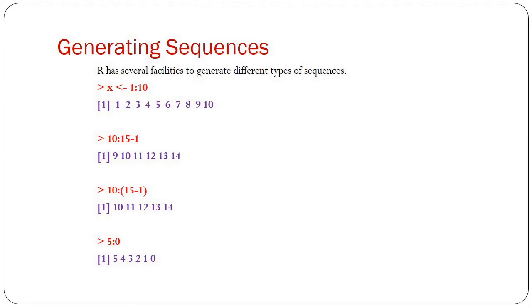In the next example, it's a trivial example. It states 10 colon 15 minus 1. People will be taken by surprise. It will be 10 to 14. It is not so. It does the minus 1 first. 10 minus 1 is 9. It proceeds up to 15 minus 1.